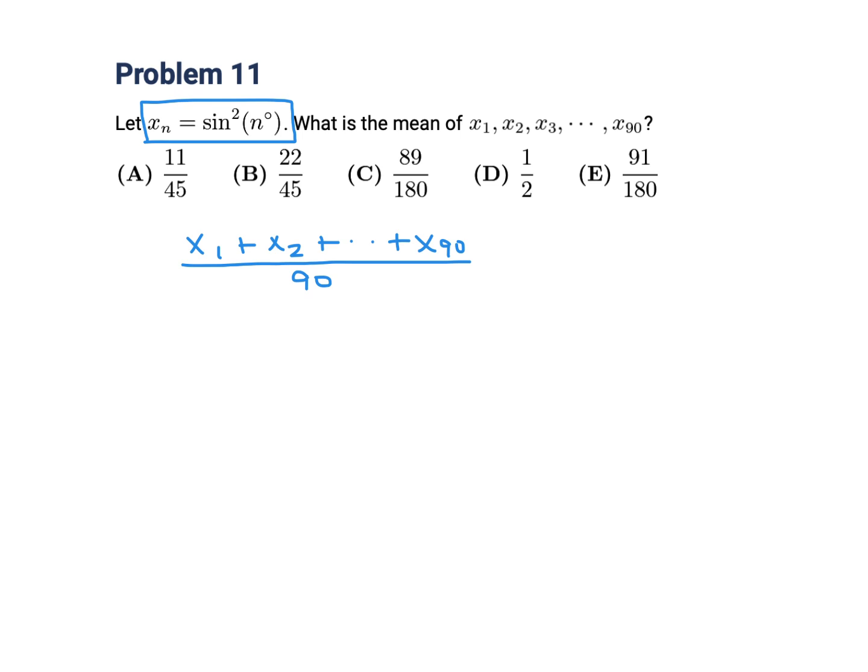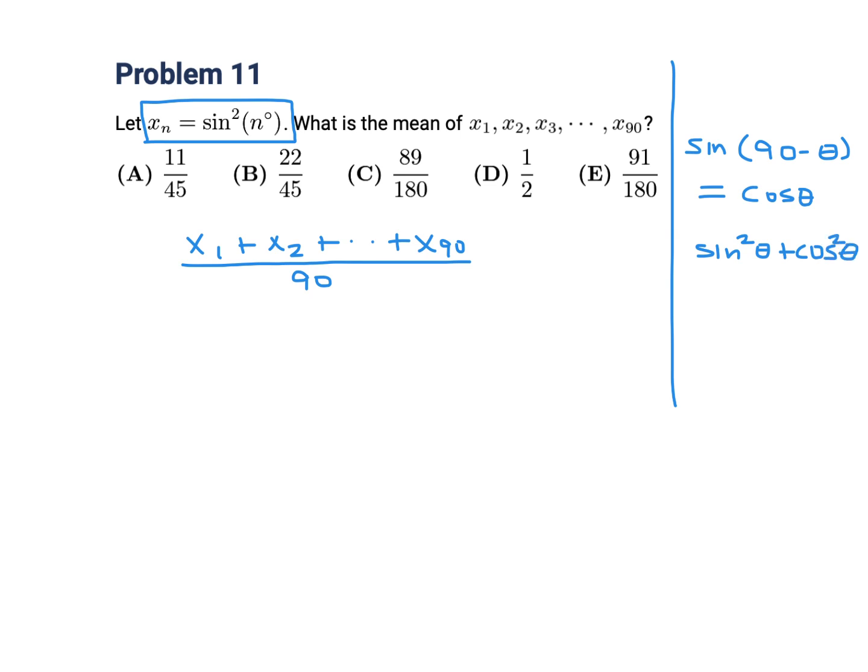Let's see here. I think we are going to use a trig identity, and I'll just put it on the side here. I think it's going to be sine of 90 minus theta is equal to cos theta. And there's another one that's probably one of the most common ones in terms of what people remember, and that's sine squared theta plus cos squared theta is equal to 1. And I think these two should be sufficient. So here we go.